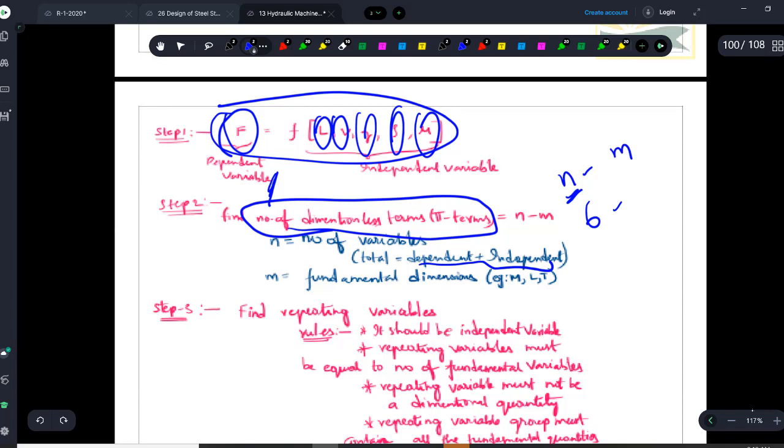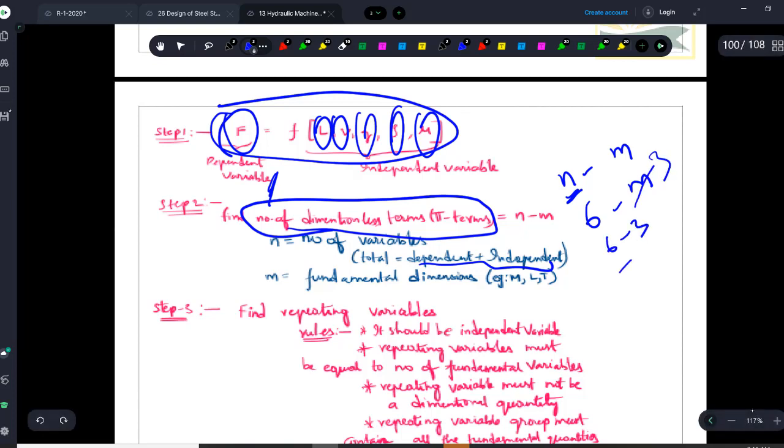And m is the number of independent equations, the number of fundamental dimensions. See, fundamental dimensions in fluid mechanics, mostly it will be 3: mass, length, time. But don't just go and write 3. Read the question carefully. If the temperature is also mentioned, it will become 4, right? It will become 4. So be careful. Apply your mind, but in most cases it will be 3.